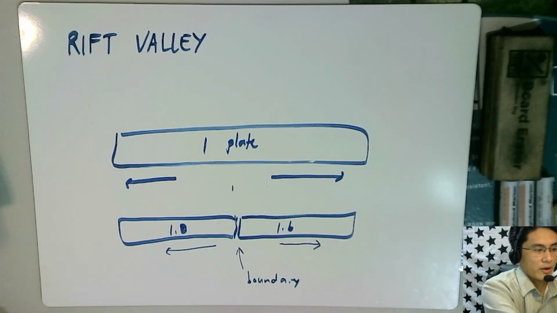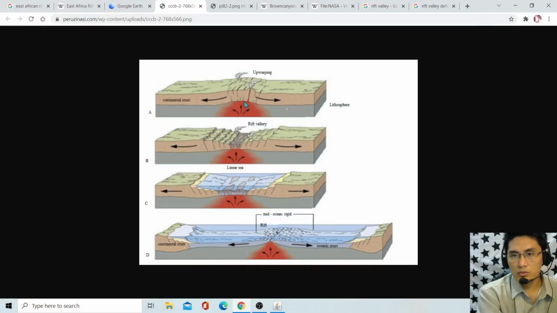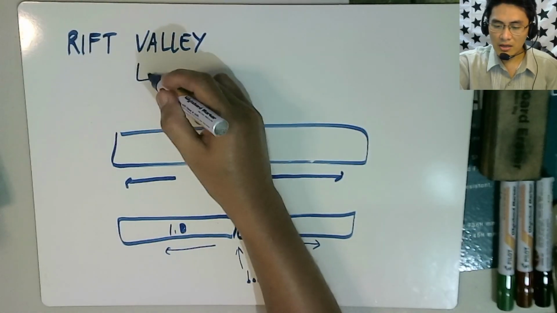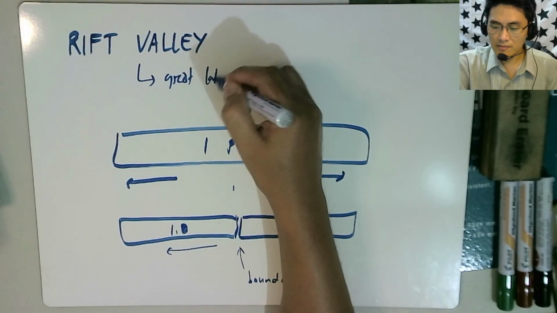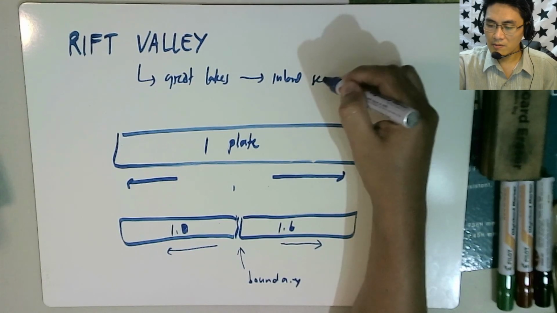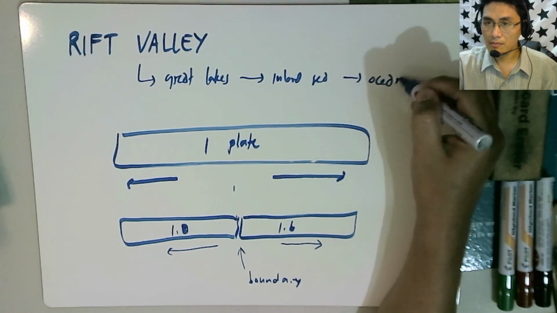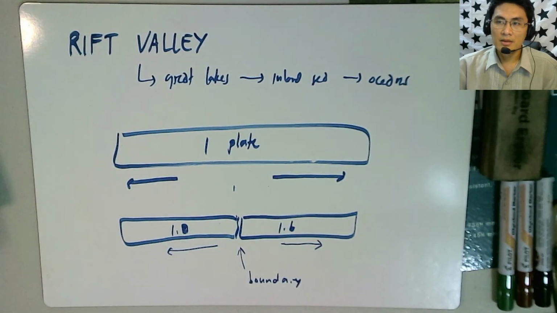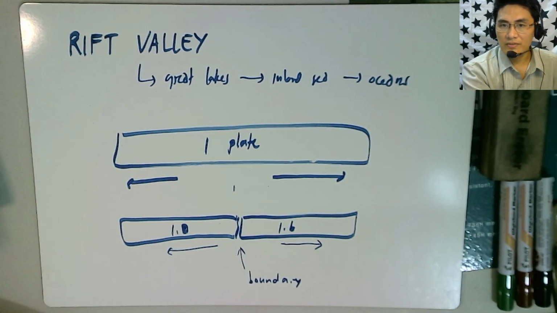Rift valleys are formed when you have a continental plate, or a plate that contains a continental crust, diverge into two, and therefore the middle, the crack that develops in the middle, depresses, and you form these rift valleys. And again, these rift valleys eventually would develop and become Great Lakes, or would become inland seas, and eventually it would develop and become oceans. Okay, so that is it about rift valleys.